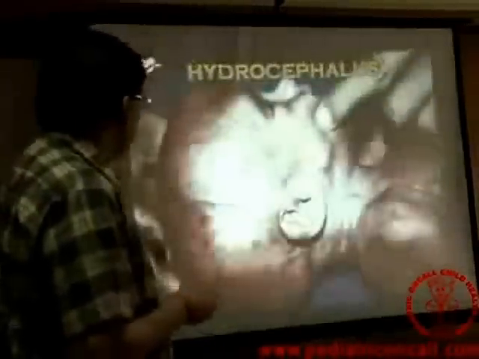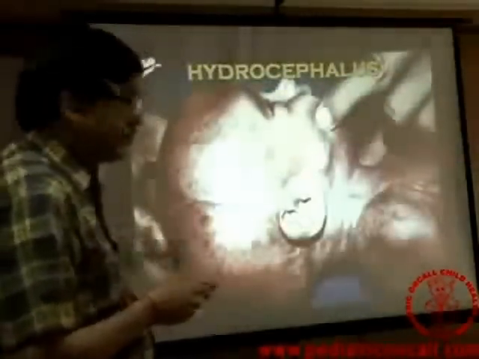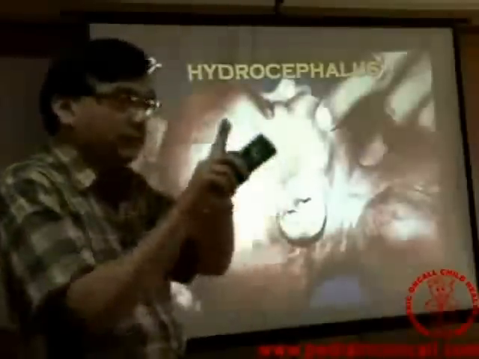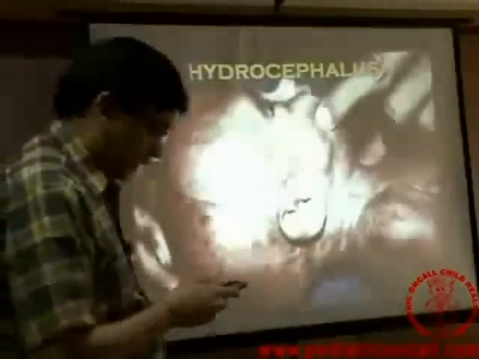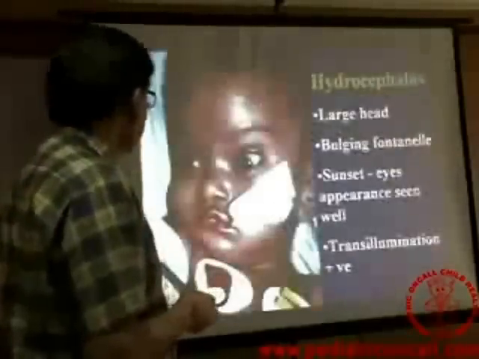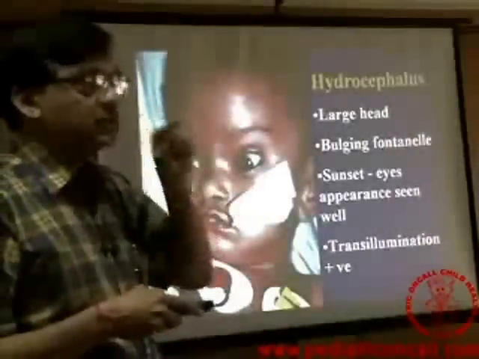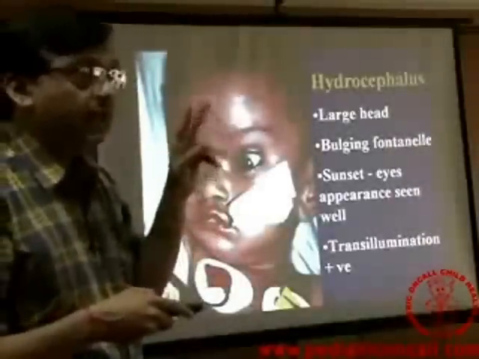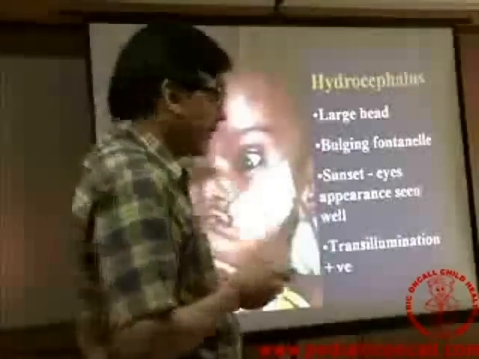See the enlargement of the head, here you can see the dilated veins with the tense fontanelle, and these veins do not collapse. Normally if you just push your fingers across, most of the veins will remain collapsed. Here they will not collapse. This is the classic sunset sign where the eyes are going down. This is usually due to sixth nerve, abducens nerve palsy, which is part and parcel of the hydrocephalus.